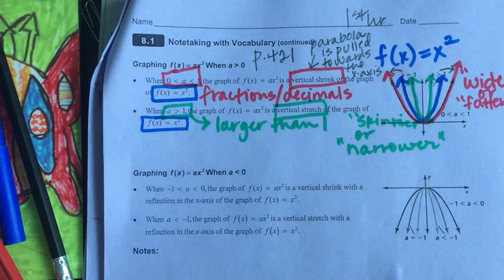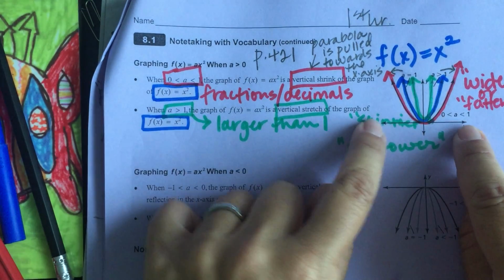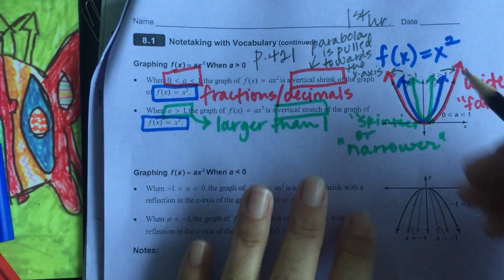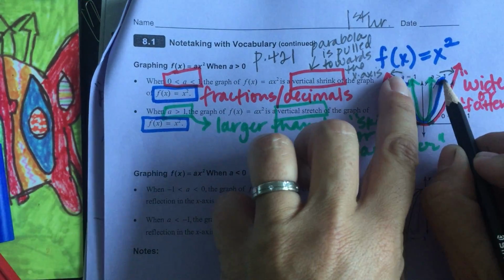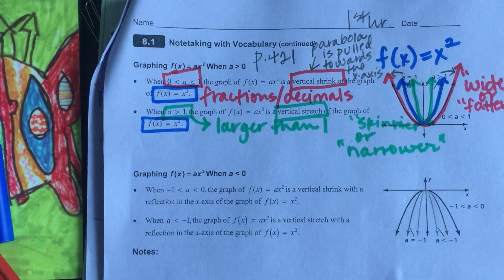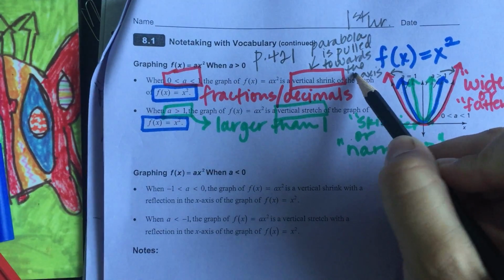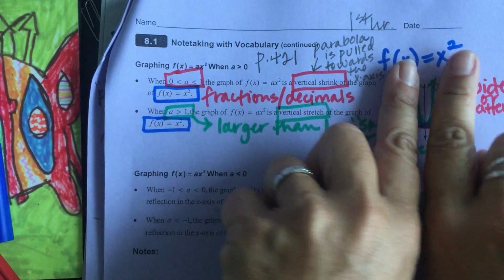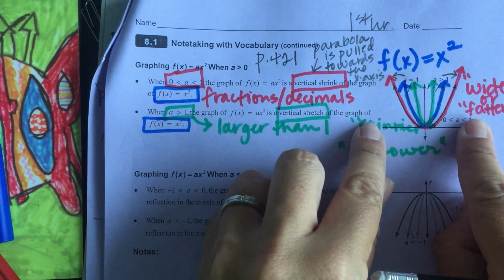But the reason we call it a vertical shrink is because it's in consideration of where it's at. So it gets wider. The vertical shrink is because as it gets wider, this parent function is pulling down towards the x-axis. The parabola is pulled towards the x-axis. And so from blue to red, it's like it got pulled down towards x.